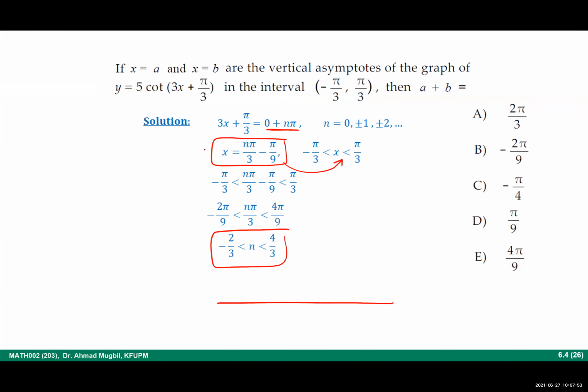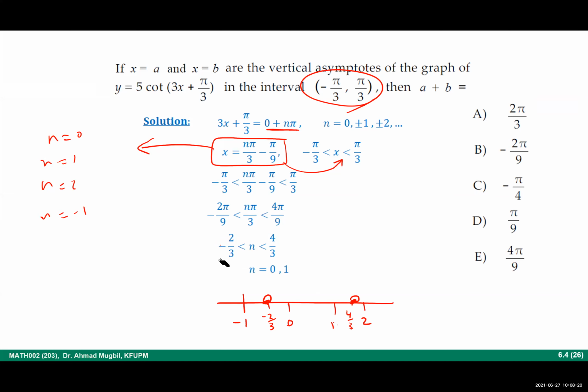So this is one way. Another way, Shabab, is to try n equals 1, n equals negative 1, and check whether they are here or not. So negative 2 over 3 is here, and 4 over 3 is here. Now what are the integers between these two numbers? 0 and 1. So this means that n is 0 and 1. So we have 2 vertical asymptotes, but these are not the vertical asymptotes themselves. We need to find them.